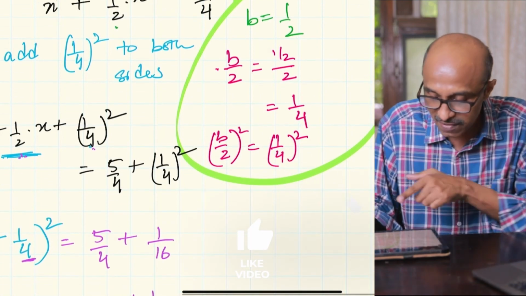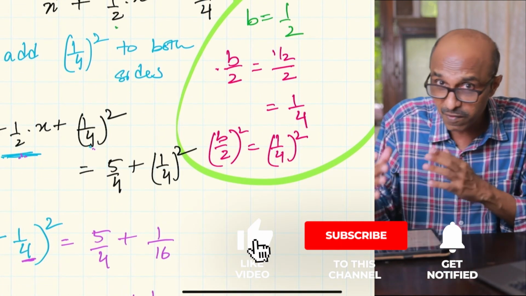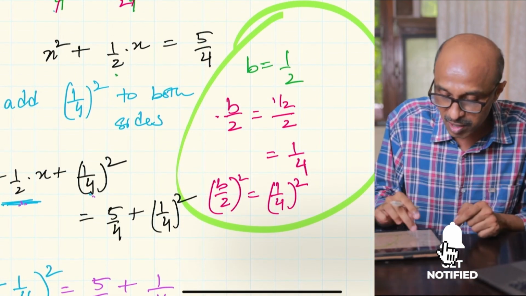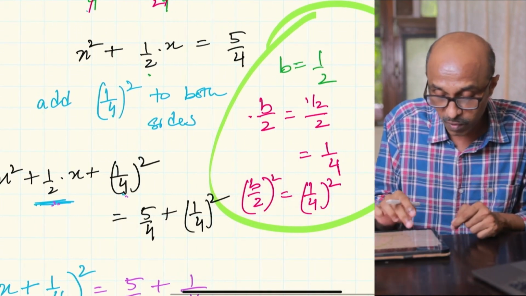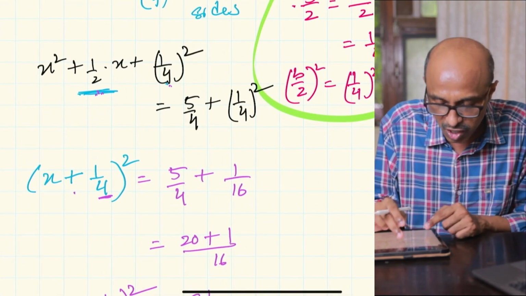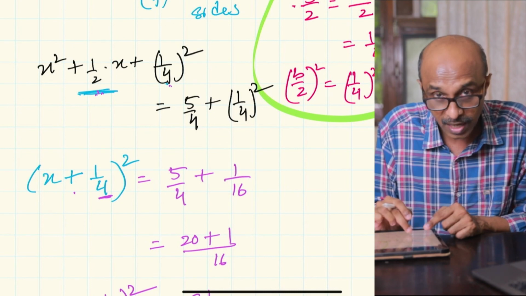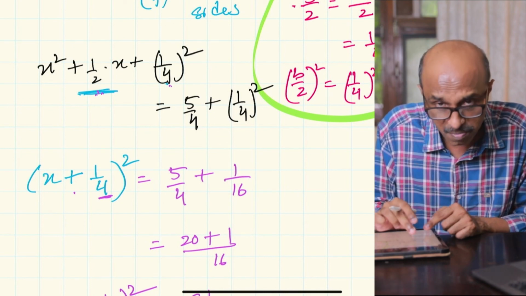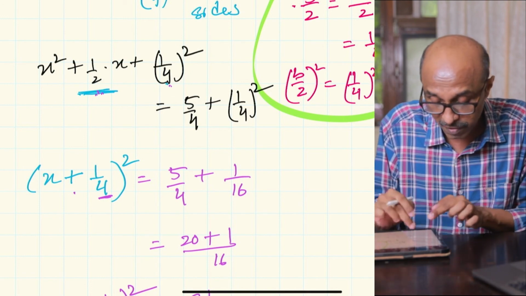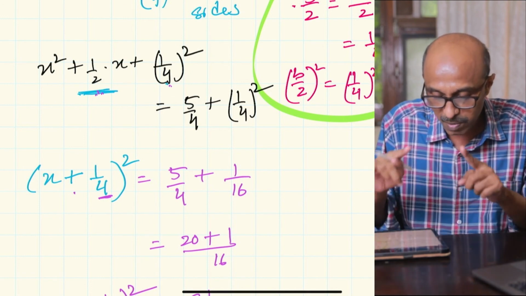My suggestion is to leave it as 1 over 4 the whole square. Whenever you have a fraction, it becomes easier. That's the term that you're going to add on both sides of the equation: 1 over 4 the whole square on both sides. If you leave it like that, it becomes easier to put that into this bracket. And remember, it's the sign of the middle term that will go here. If it was negative, it should be x minus 1 by 4 the whole square. So you have x plus 1 by 4 the whole square.